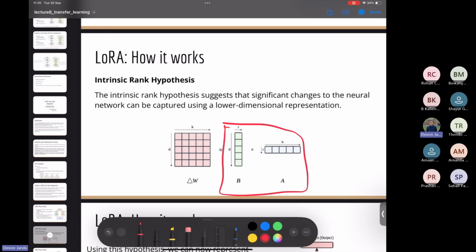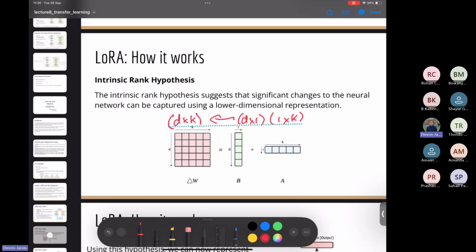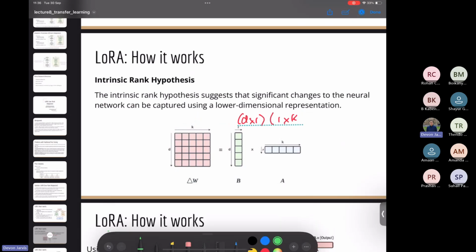So the sizes will stay the same. We still have a vector that is D by 1 in this case, being multiplied by 1 by K, which will give us a matrix which is D by K. But now the important thing is that it is low in rank. The rank there is 1. It doesn't have to always be 1, but it has to be low. What that means is that now there is a limited amount of change that I can make to this matrix. It has a null space.